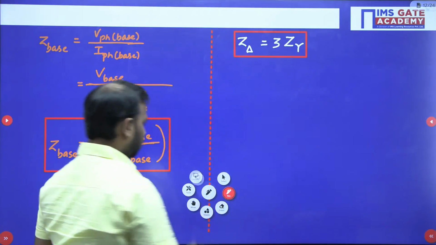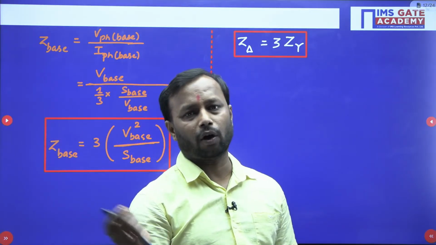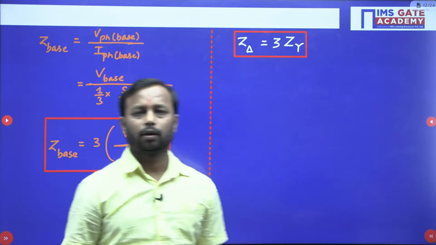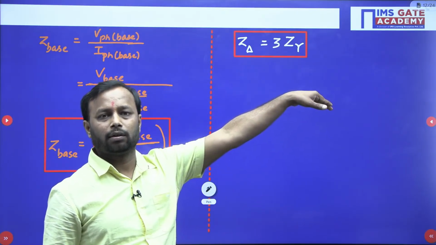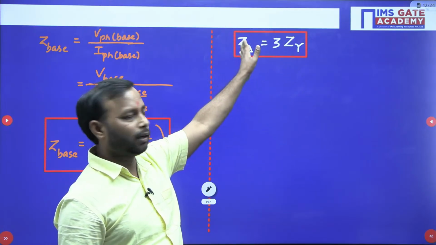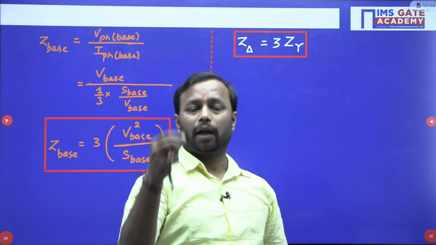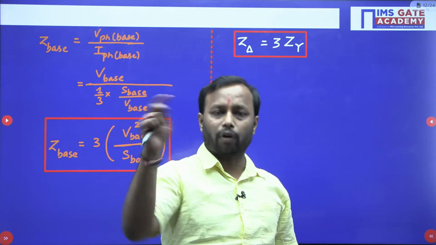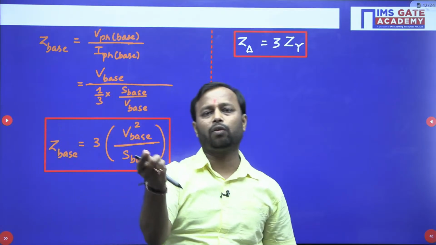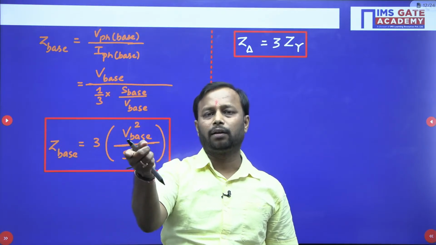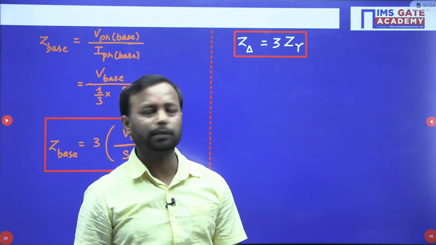Because in the network you are having delta to star conversion or star to delta conversion. So if you are converting delta into star, then you are going to have 3 in the denominator. Or if you are converting star into delta, then whatever resistance of the star you are having, multiply with 3, it is going to give the resistance of the delta. Okay, understood?